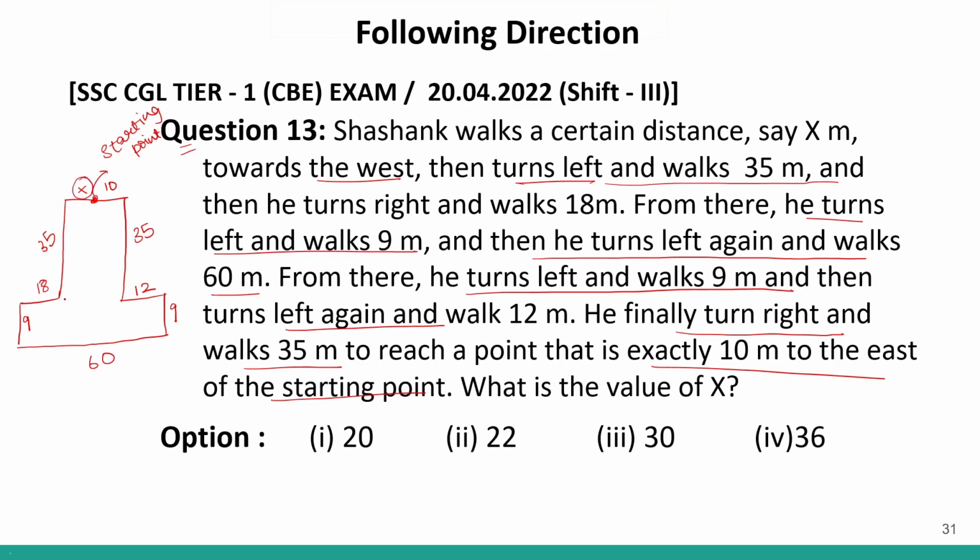So let us solve. The value of this line will be equal to how much? This will be 60 minus 18 minus 12, which is 30. So this is 30. And if this is 30 and this is 10, x will be equal to how much? Here x will be 30 minus 10, which is 20. So the answer will be option number 1, 20.